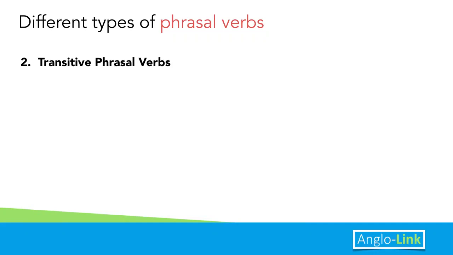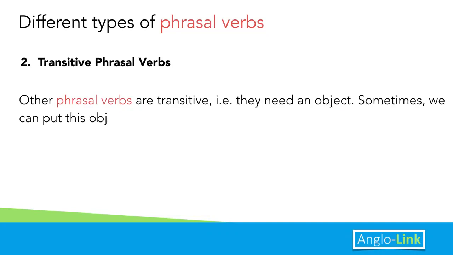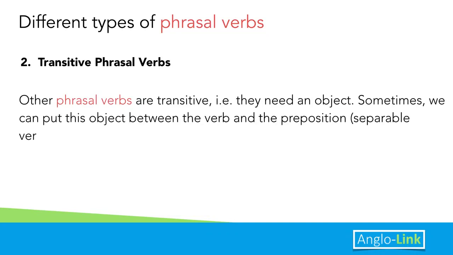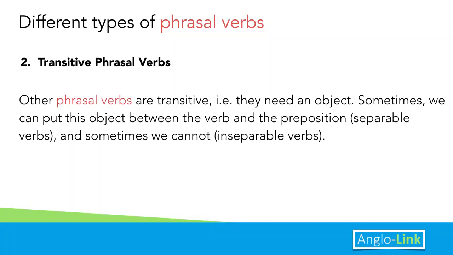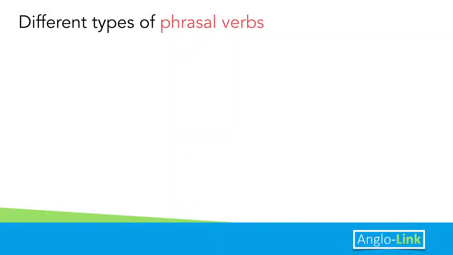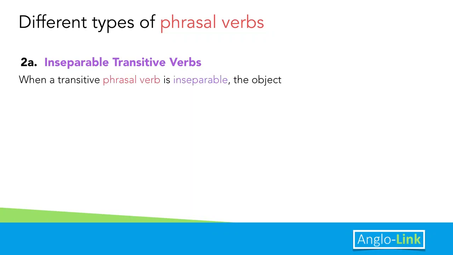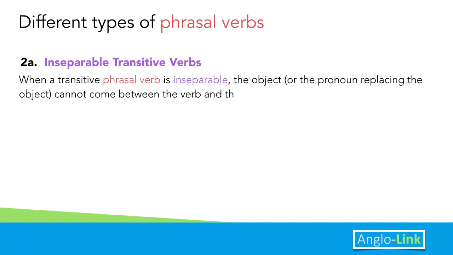Then we have transitive phrasal verbs. A transitive phrasal verb needs an object. Now, sometimes we can put this object between the verb and the preposition, and we call these separable verbs, and sometimes we cannot, and we call these inseparable verbs. So let's look at these two different types of transitive verbs, starting with inseparable ones. When a transitive phrasal verb is inseparable, the object, or the pronoun replacing the object, cannot come between the verb and the preposition. It must come after the preposition.